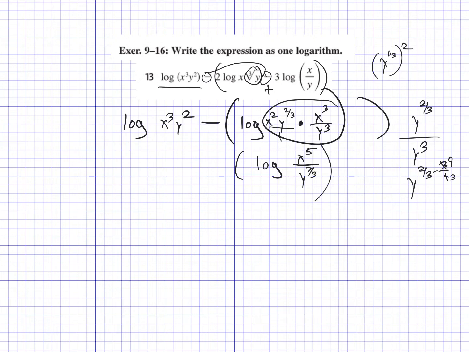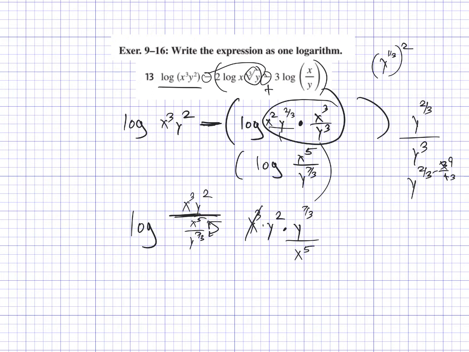Okay, so what's our final answer? We have log, that's not final I guess, x cubed y squared. The minus signs mean division. X to the 5th over y to the 7/3. So we're going to take x cubed times y squared times the reciprocal of the bottom, y to the 7/3 over x to the 5th.